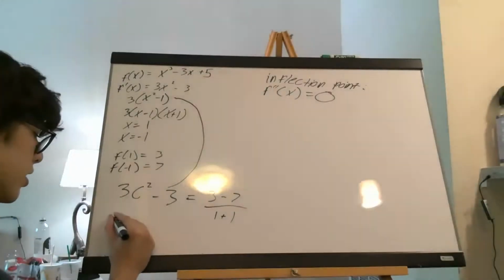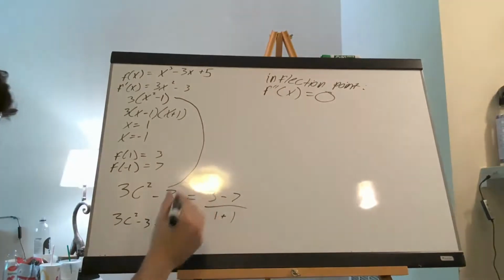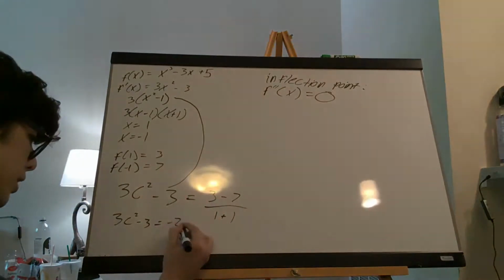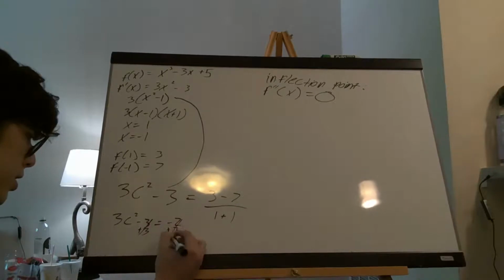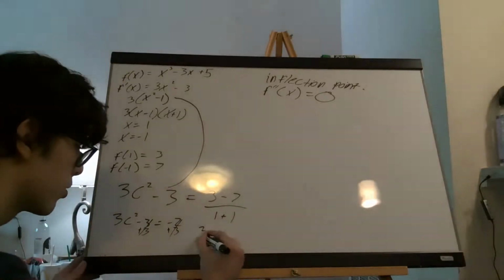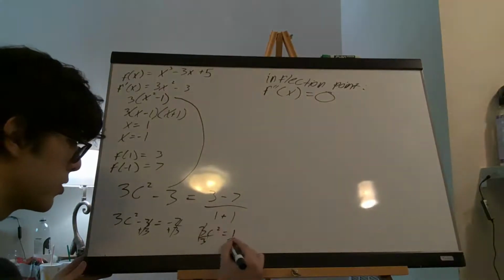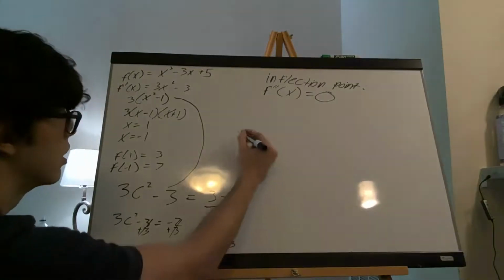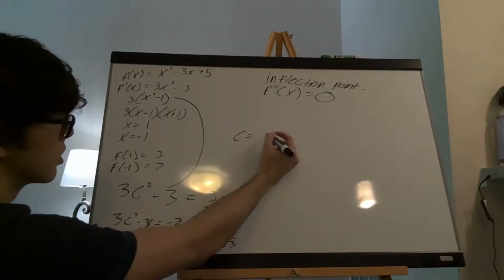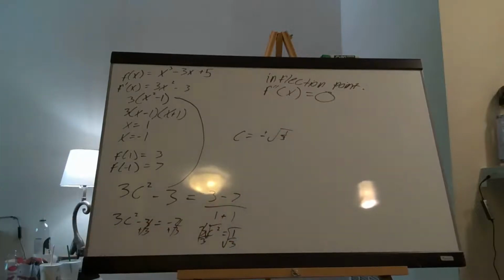So then we're saying 3 times c squared minus 3 is equal to negative 4 divided by 2 equals negative 2. Add 3 on both sides. So we get 3c squared equals 1, divided by 3 on both sides. Take the square root on both sides, then we get c equals plus or minus the square root of 1 over 3.